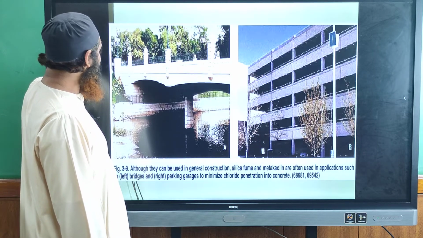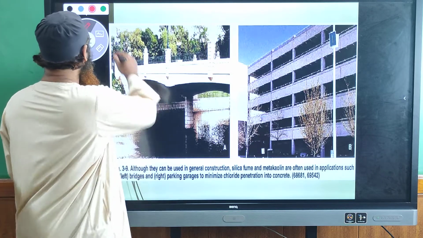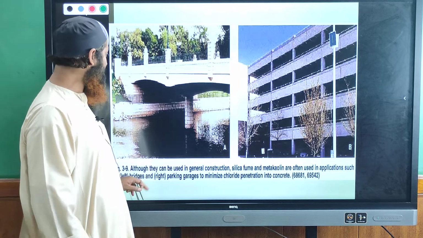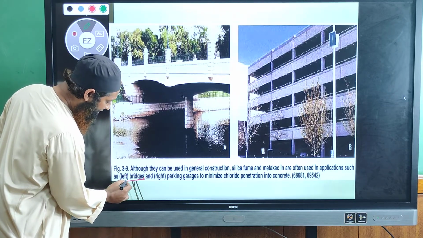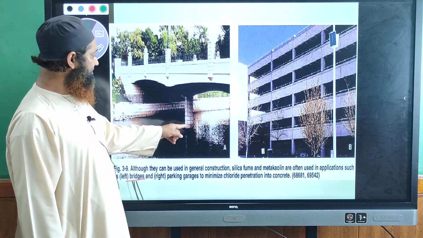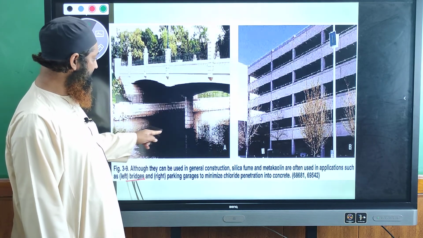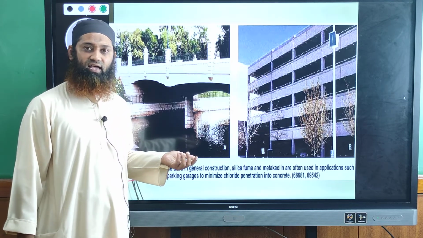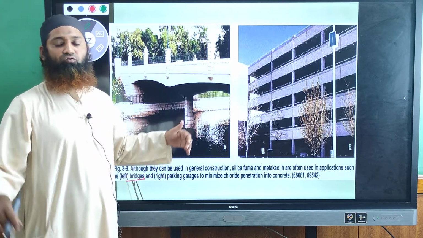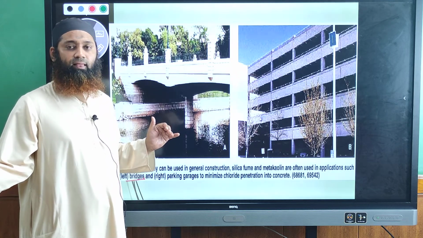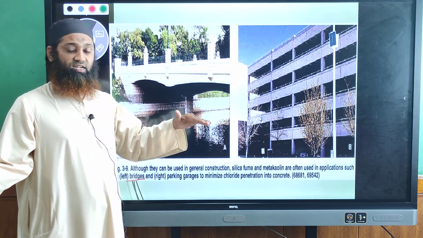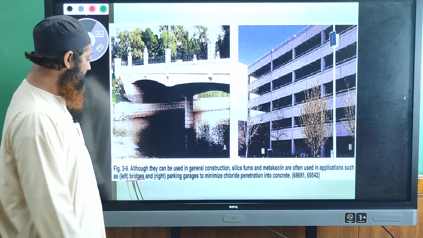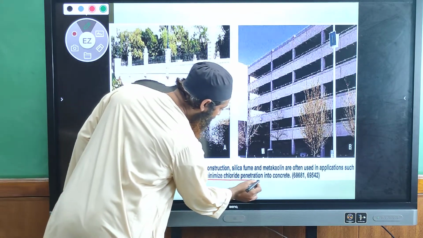Chloride penetration. You can see here the biggest advantage of silica fume is where it is used. It is used in applications such as bridges. A bridge is a very important structure. Most of the time, or sometimes, it is constructed at a place where there is a river or a water body flowing. We want to give a passage to the traffic, and there this silica fume is used in bridges as well as in parking garages to minimize chloride penetration.